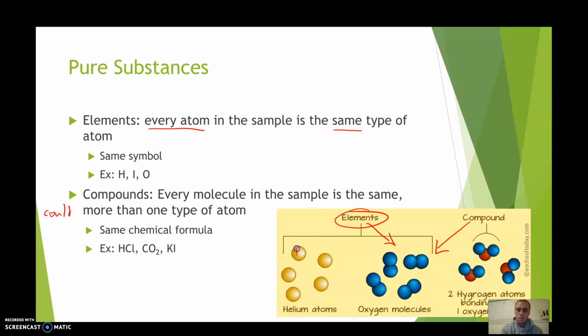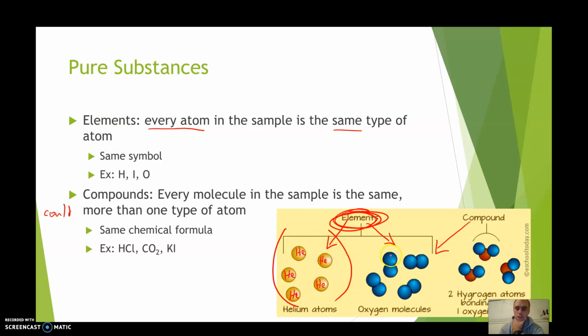all of these, let's just say that these are helium atoms. Okay, and all of these atoms in this sample are helium, and there's nothing else. It is pure. They're only made up of one single element. Everything has the same symbol. Okay, and so this would be considered an element in the type of pure substance that it is.